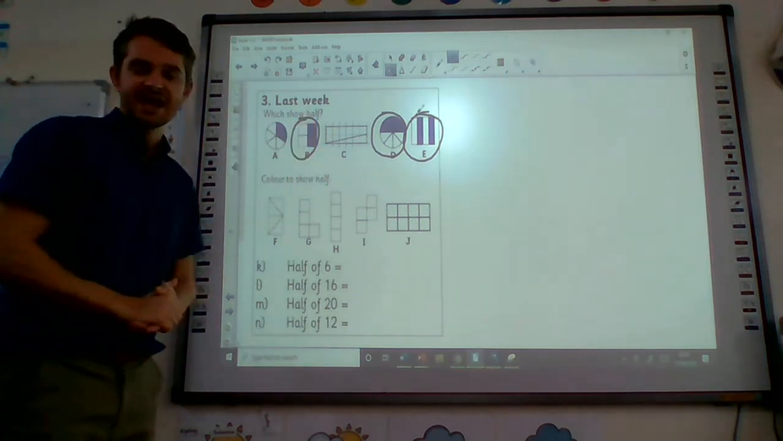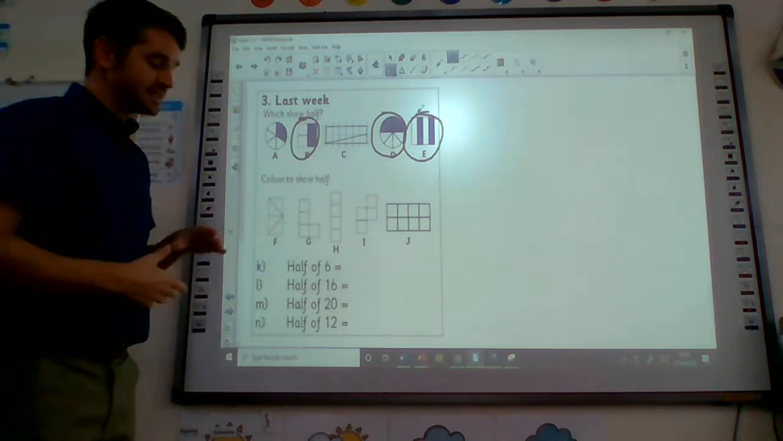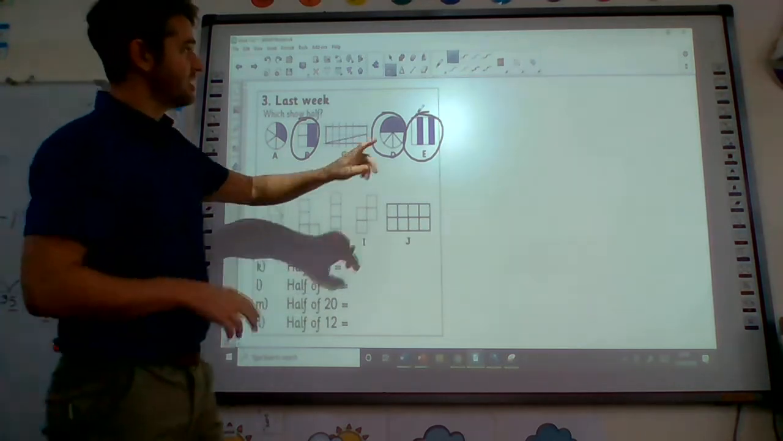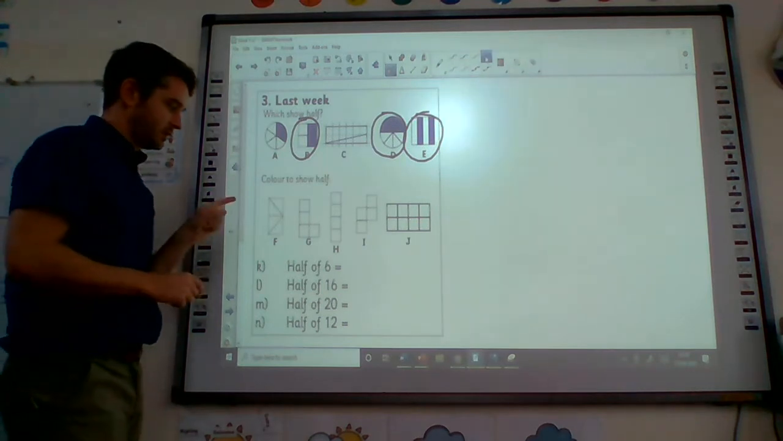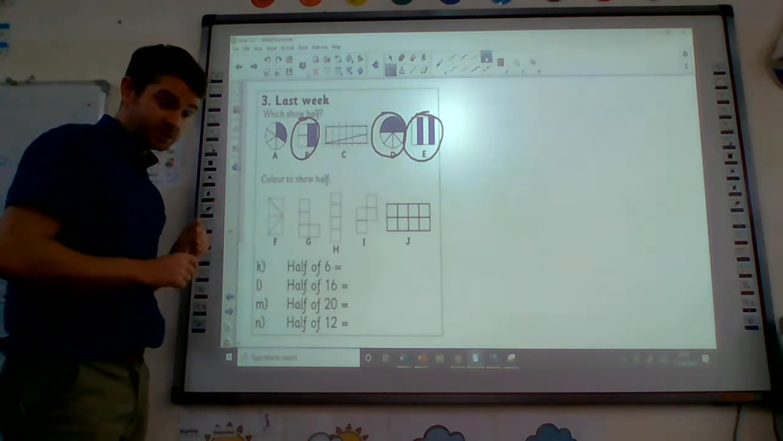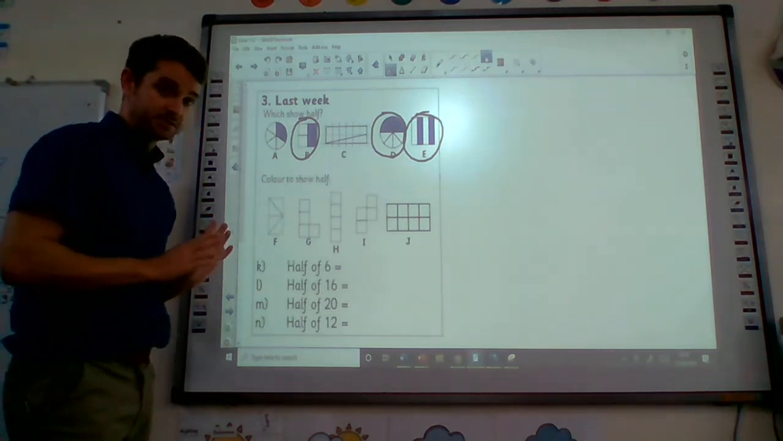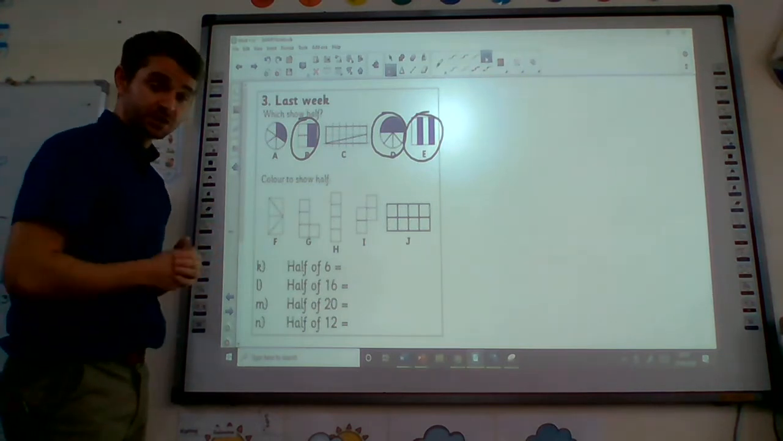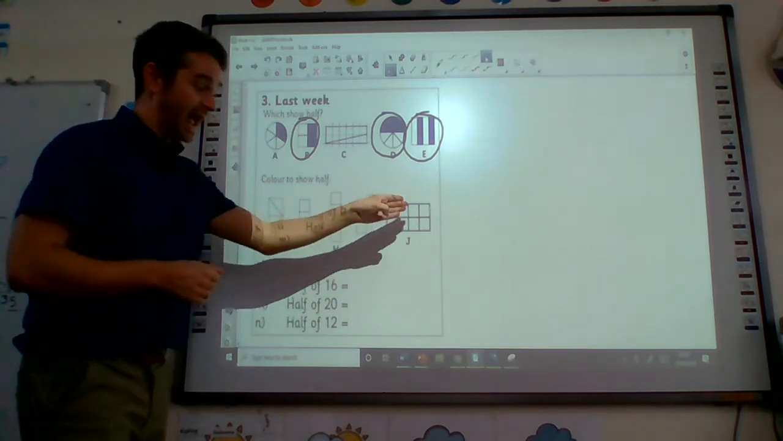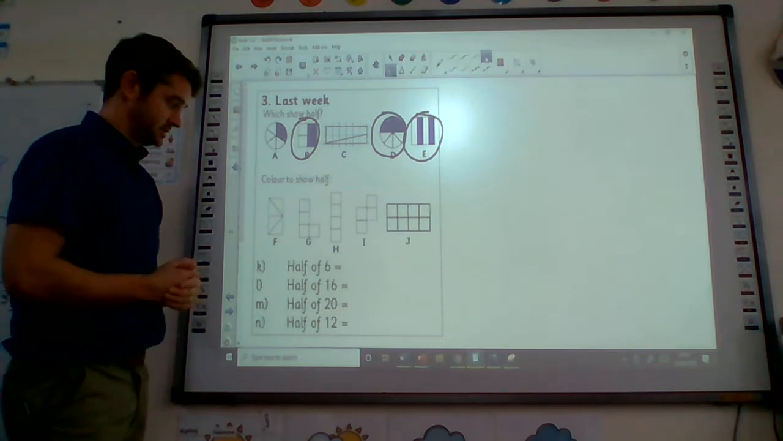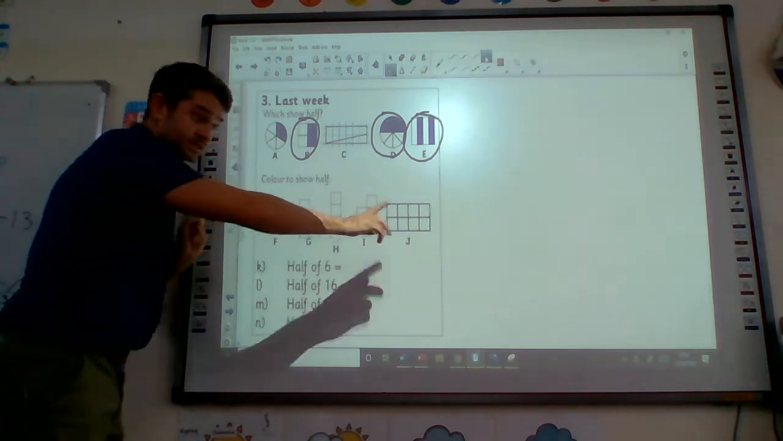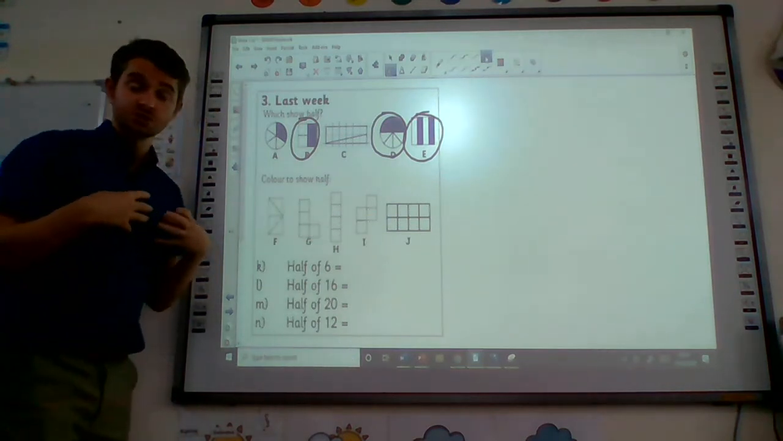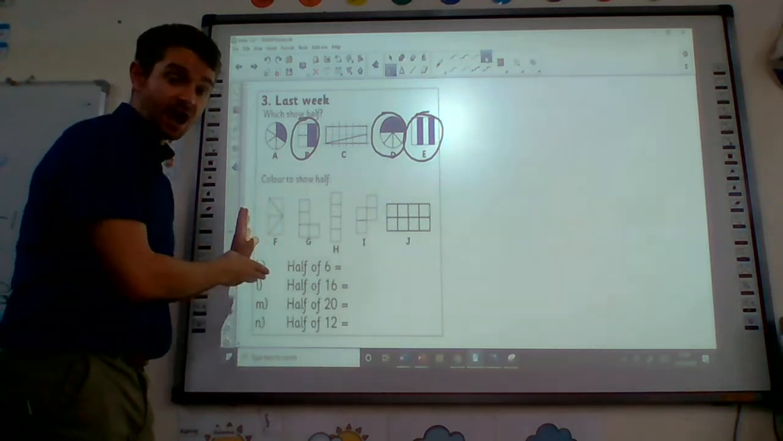Give yourself a tick. This time it says colour to show half. You might do this in a different way to me. For F, colour it in to show that half of it is coloured. Your turn, off you go. Pause the video and come back when you've done F, G, H, I and J. Okay, if you've done it, brilliant. I'm going to whiz through these now. So don't just watch me doing the maths, make sure you've coloured in half of these shapes.